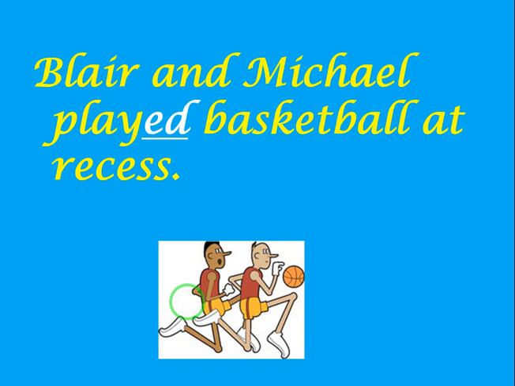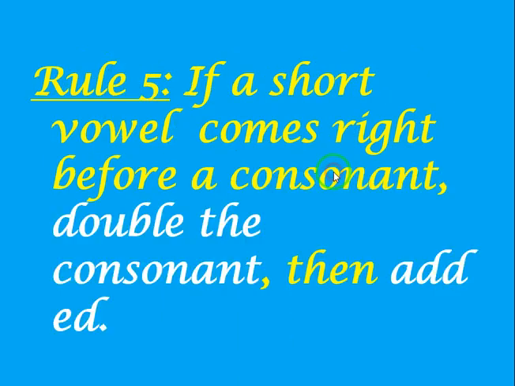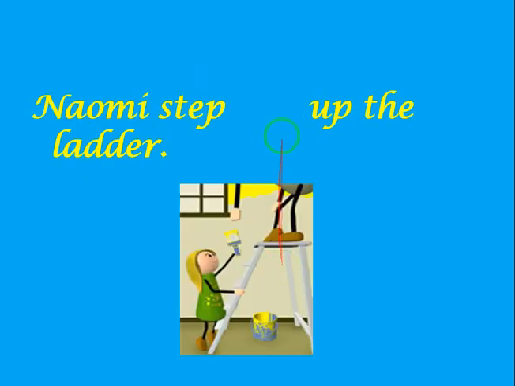Blair and Michael played basketball at recess. Here, it ends in y, but before the y I don't have a consonant. On the contrary, I have a vowel. So if I have a vowel, I just add ed normally. If a short vowel comes right before a consonant, double the consonant, then add ed. So pay attention. It's a short vowel, like here, step, short, and it's one syllable. Then I double the consonant and I add ed.